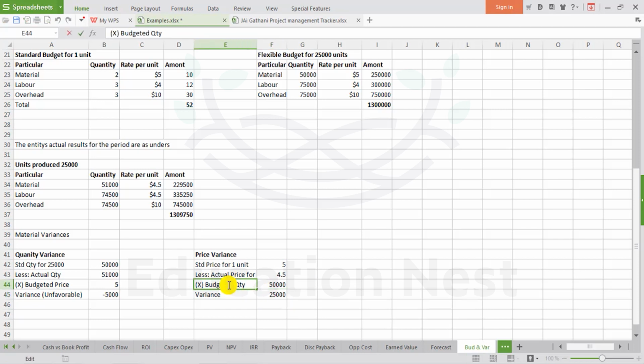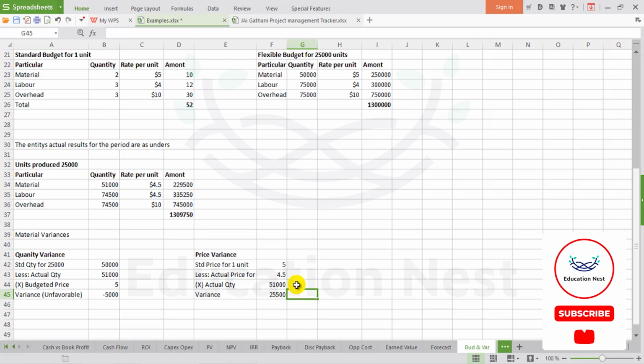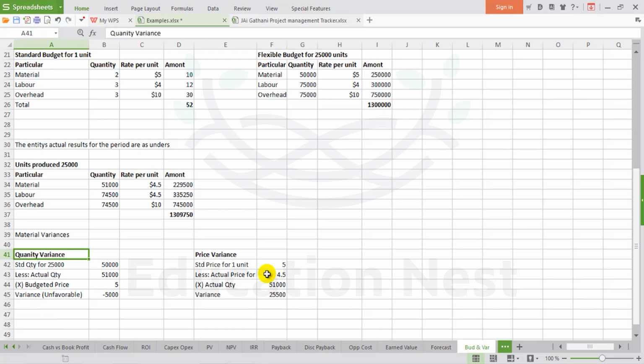We made one mistake over here, which is we're going to use the actual quantity, not the budgeted quantity. The reason we use the actual quantity is that the variance which was existing because of the quantity difference was taken care of over here in quantity variance. Now we only need to figure out the price variance over here. Compare the standard price with the actual price and multiply by the actual quantity. That gives you your variance for the price.